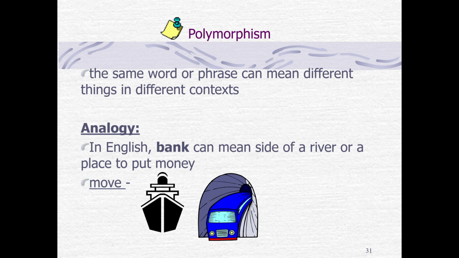So next we are going to see the main feature of polymorphism. This is an important feature in OOPS, object oriented programming. Polymorphism is nothing but the same word or phrase can mean different things in different contexts. So one person may act in multiple forms. So that concept is known as polymorphism.